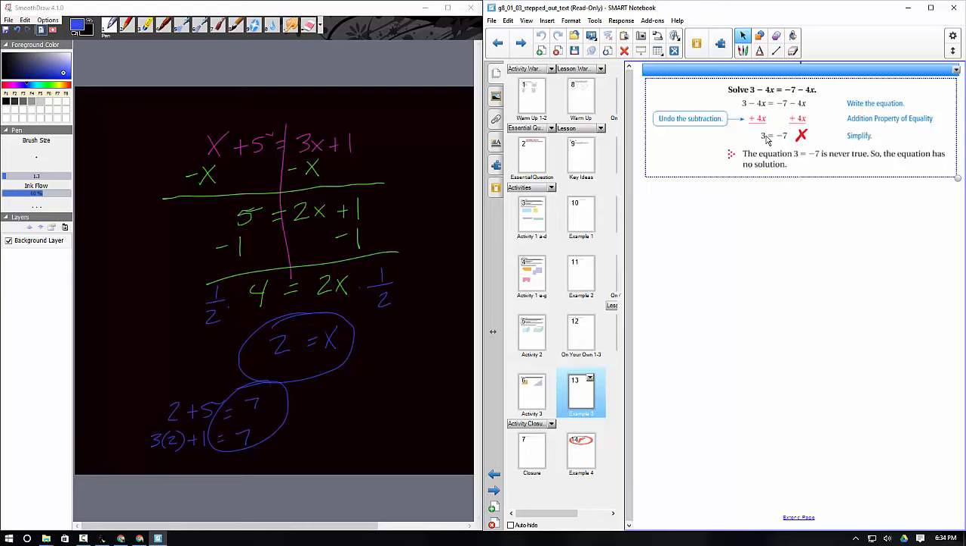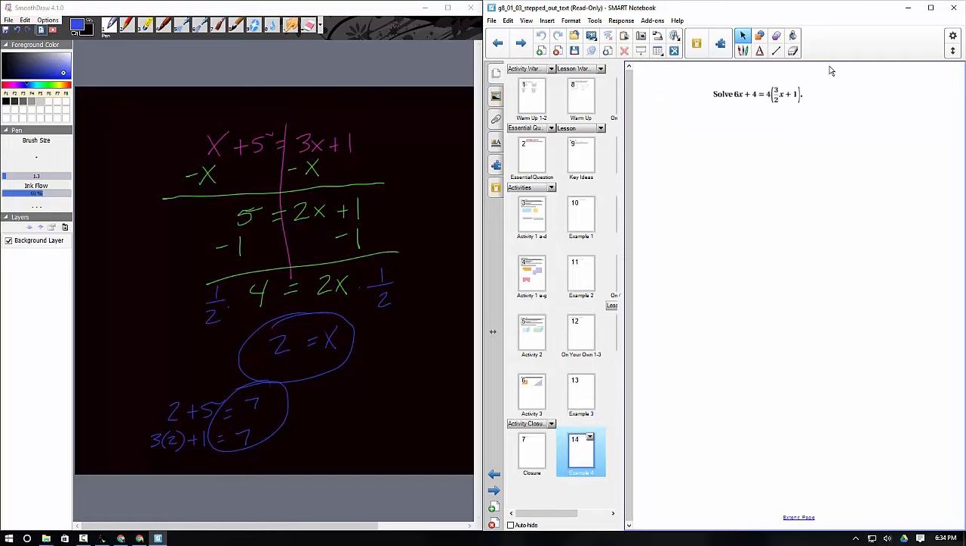Every other one, whenever I plug it in, like you'll have x equals negative 7. This one says 3 equals negative 7. And we, of course, know that is not true.